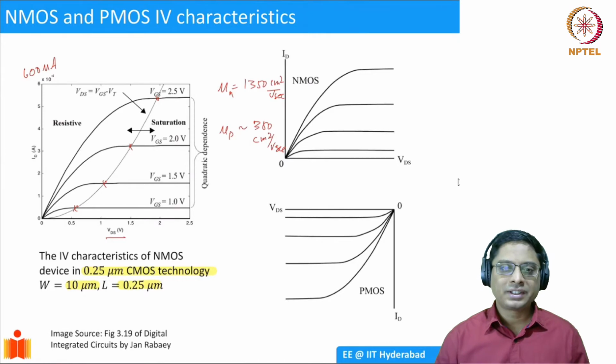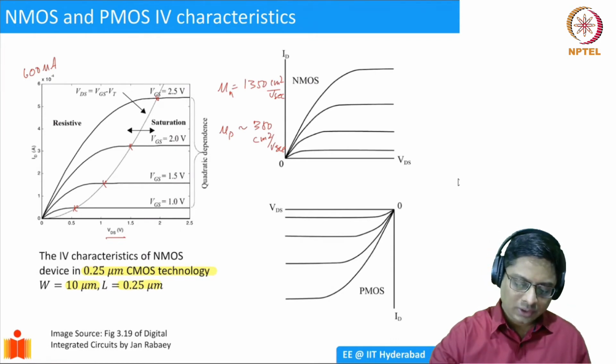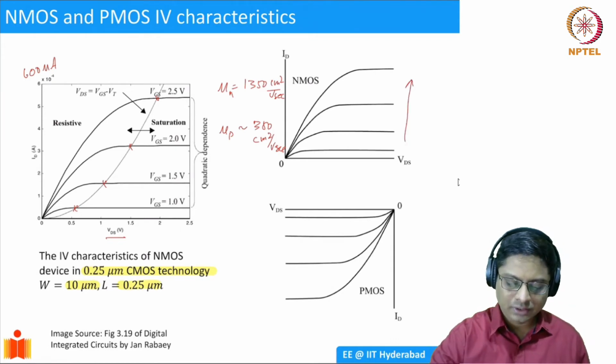So how do we deal with it? How do we increase the current in a PMOS device? Since mobility is smaller, typically we take the PMOS transistor to be wider. The W we take to be larger to get the same currents. So this we have already seen, the quadratic variation in the current.